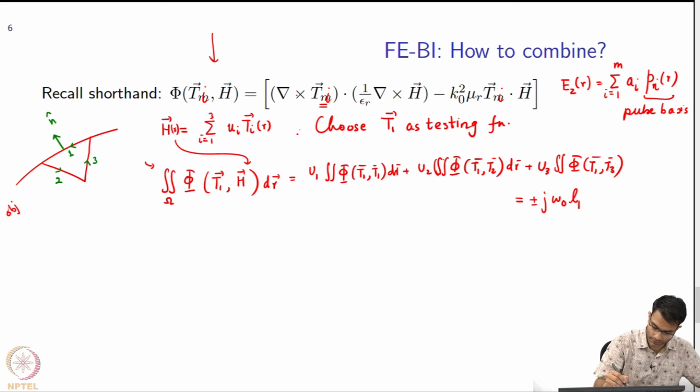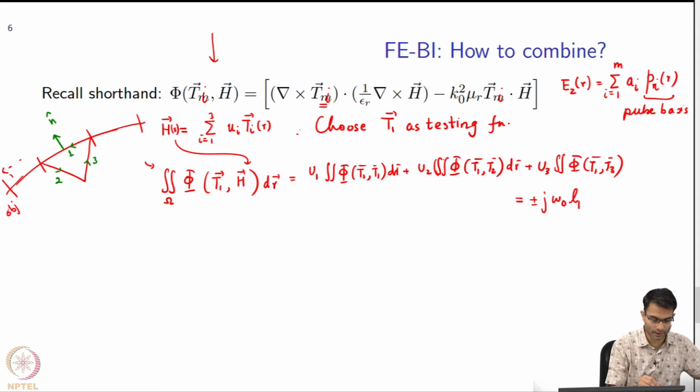Remember, this is one boundary, one edge along the boundary, right? And then there is going to be another edge, and then another edge. Like this, there are how many such edges? M edges, right? And the pulse basis function is 1 along each edge, right?